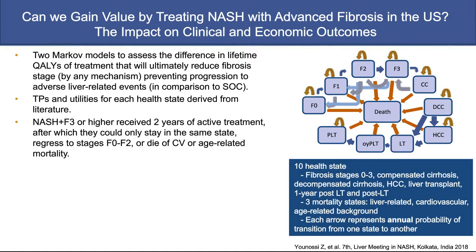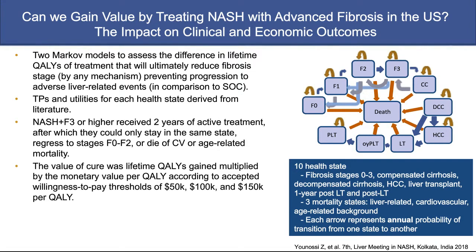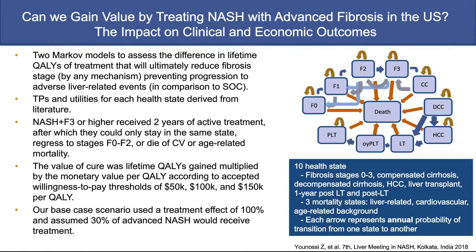The value of cure for NASH was basically lifetime quality-adjusted life years gained multiplied by the monetary value per quality-adjusted life year. So how do you actually determine the monetary value of a quality-adjusted life year? It's according to what's called the willingness-to-pay threshold, and for the United States, it's somewhere between $50,000 per QALY to $150,000 per QALY. Our model was based on treatment effect, and we assumed that 30% of advanced fibrosis patients with NASH will receive treatment.